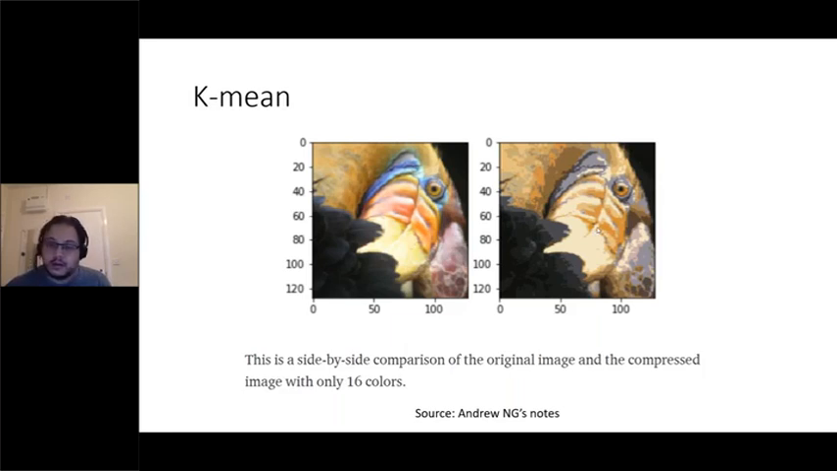So the K is 16 exactly. We took all the colors here and clustered them into 16 colors, and repainted them by their centroid. The centroid color will take the general color of all the other points, all the other colors. Did you get what I mean?